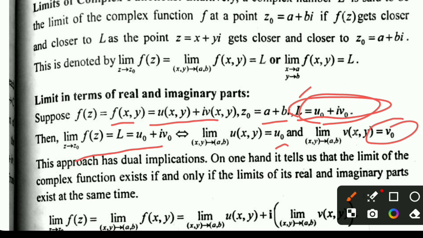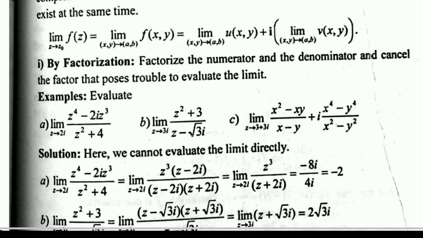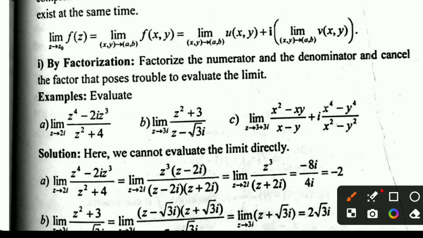This approach has dual implication. That means the limit of the complex function exists if and only if the limit of the real part and the imaginary part both exist at the same time. So how do we find the limit of a complex function? We find it by using the same methods of finding limits for functions of one variable. Likewise, we can also apply those methods in this part.